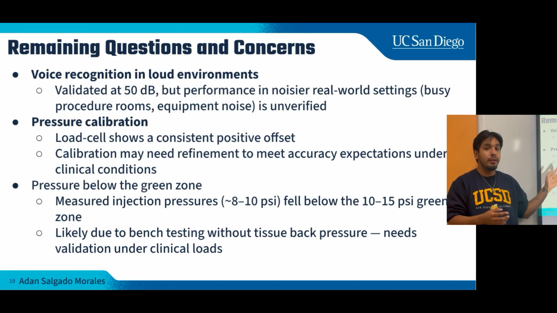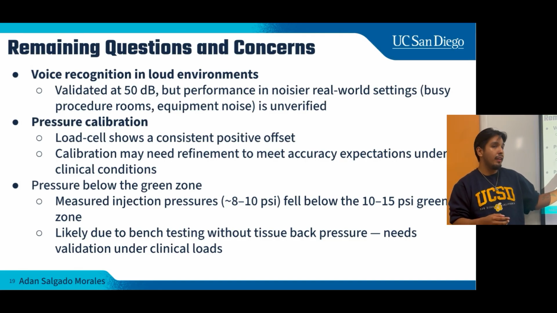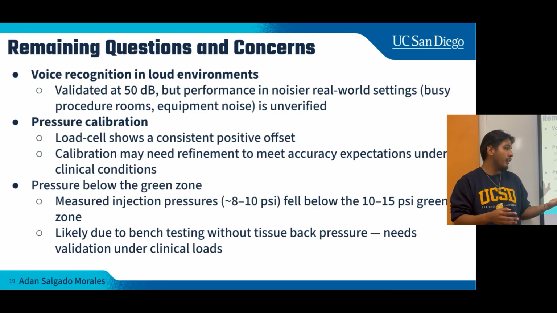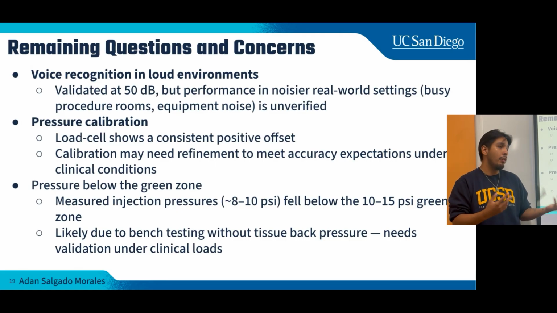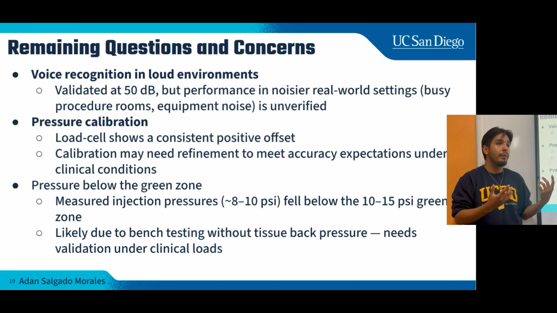And lastly, the pressure is consistently below the green zone as well. It should be constantly in the 10 to 15 psi range, but it's always below that. And that's likely due to our testing being without tissue back pressure. So we would need to do further validations under clinical loads with the tissue back pressure or something closely related to a simulated trial.